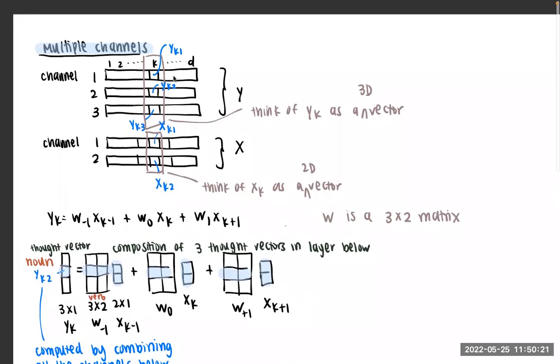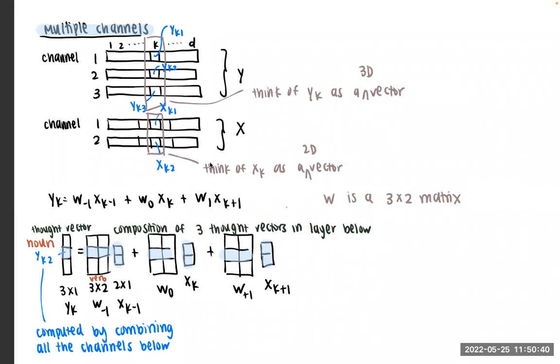But another way is through this horizontal direction instead of the vertical direction, so that each channel is actually a map. So we have three channels here, so we have three maps. And we have two channels here, we have two maps. This is another way to think about it.